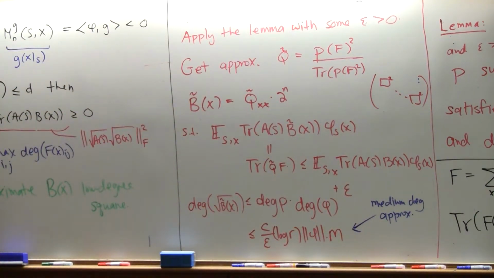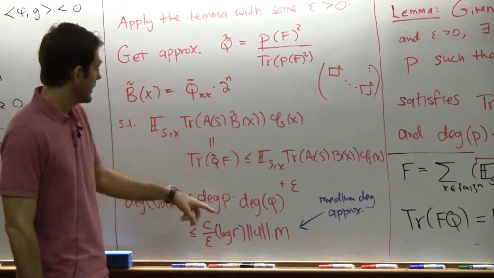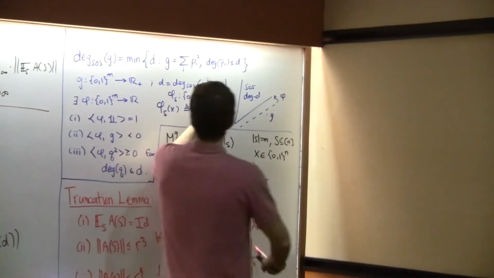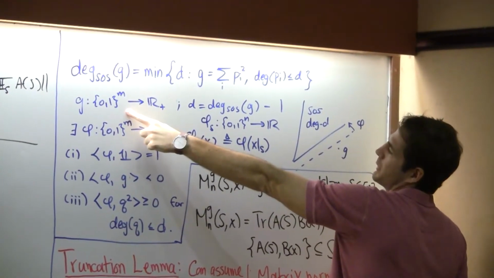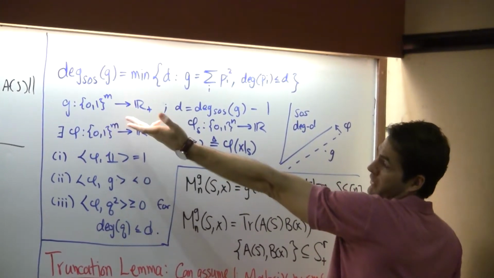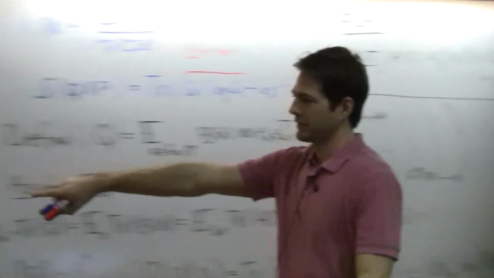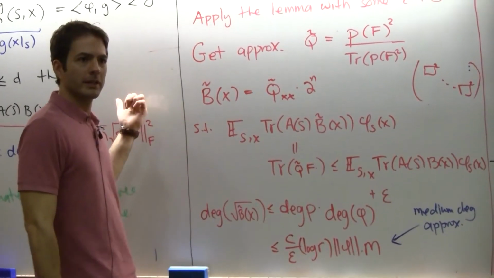What I mean by medium degree is, in order to apply this argument, we wanted the degree to be at most D. We're definitely failing on that now, because our degree is M times some big number. And D has to be less than M, because D is the degree of the sum of squares degree of G minus 1. But G is only on inputs of size M. So each sum of squares degree is certainly at most M. So we're way over it. We got something non-trivial, but it's not nearly good enough to apply.